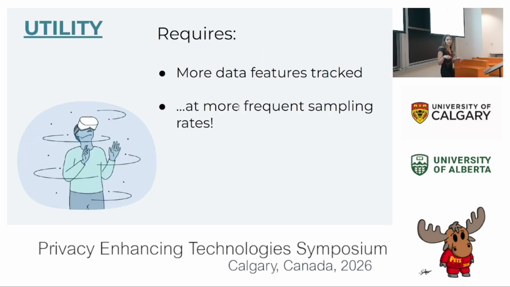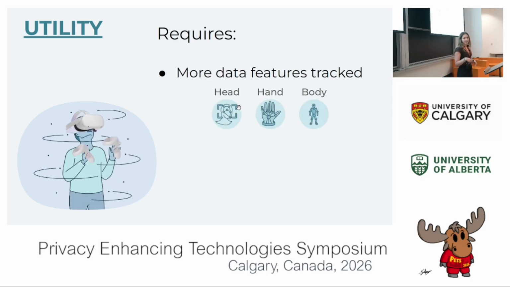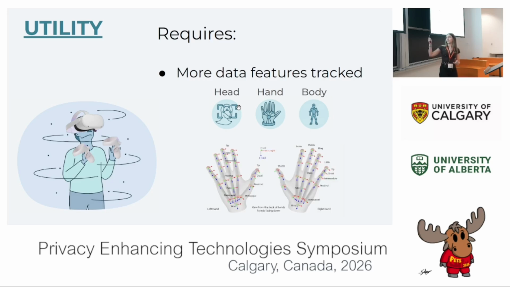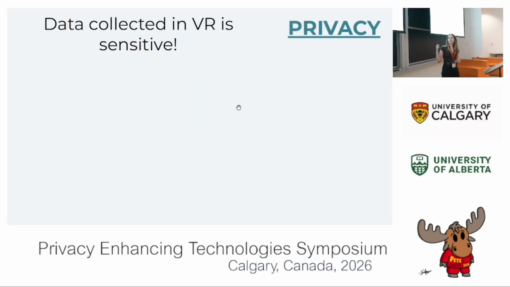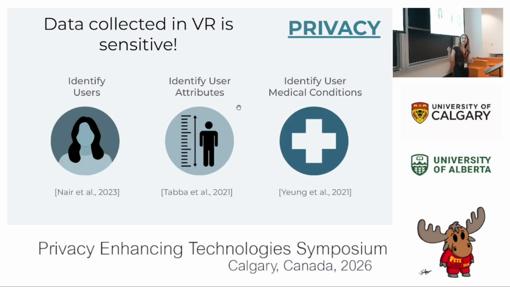So to contextualize these claims within the context of the MetaQuest 2, we see that this device collects the user's hand, head, and body data, where, for example, hand tracking refers to these 26 points on the user's hand. And it collects it at more frequent sampling rates. When we look at a typical Android smartphone, it's usually capped at 200 hertz for sampling. The Quest 2 is capable of up to 1,000 hertz. And so we know that this data is likely more sensitive, right, given this more frequent and more in-depth collection.